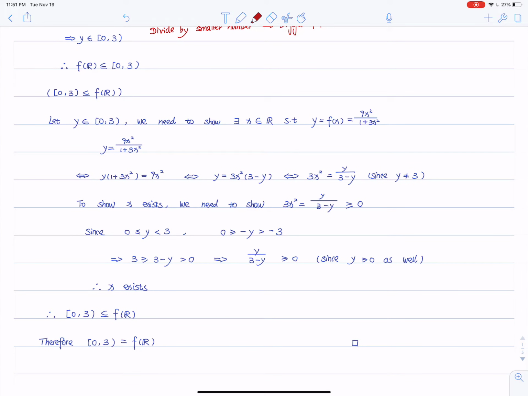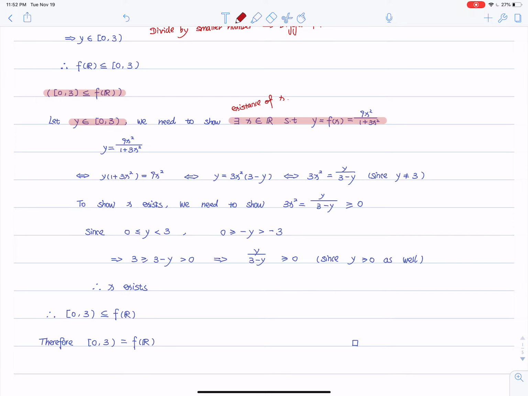So the other direction is you need to show the interval 0, 3 is a subset of the image. As always, we pick an arbitrary element from 0, 3, right here. So we pick an element from here. And what we need to show is that there exists x in the codomain such that this is true. Okay? We need to show the existence of x.